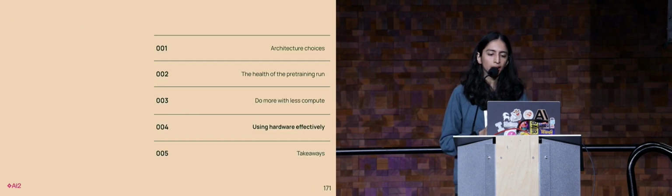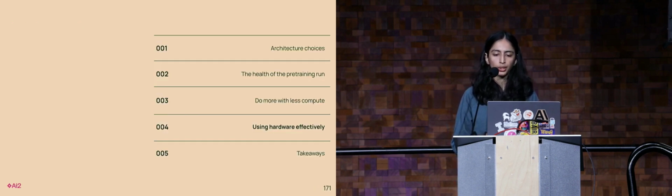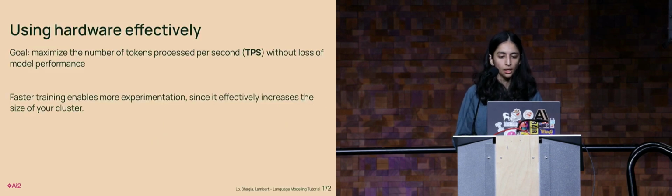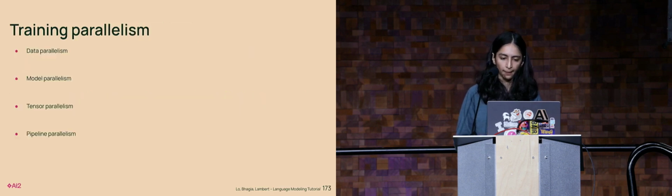Okay, now let's quickly talk about some engineering improvements you can do for training your model on a distributed cluster. Concretely, the goal with these improvements is to maximize the number of tokens processed per second without losing model performance. This allows you to run more experiments faster, since it effectively increases the size of your cluster.